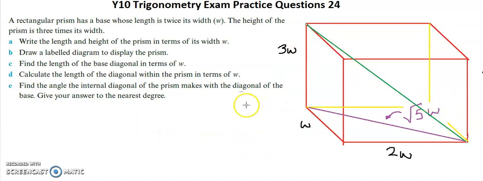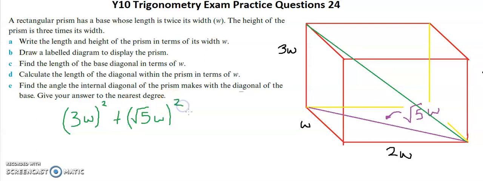So, based on that, we've got two of our measurements. We've got 3w and we've got square root 5w. So again, we're using our Pythagoras' theorem, which is 3w squared plus square root 5w squared is equal to c squared. 3 squared is 9. So we get 9w squared plus square root 5 squared cancels out the square root, and we get 5w squared equals c squared.